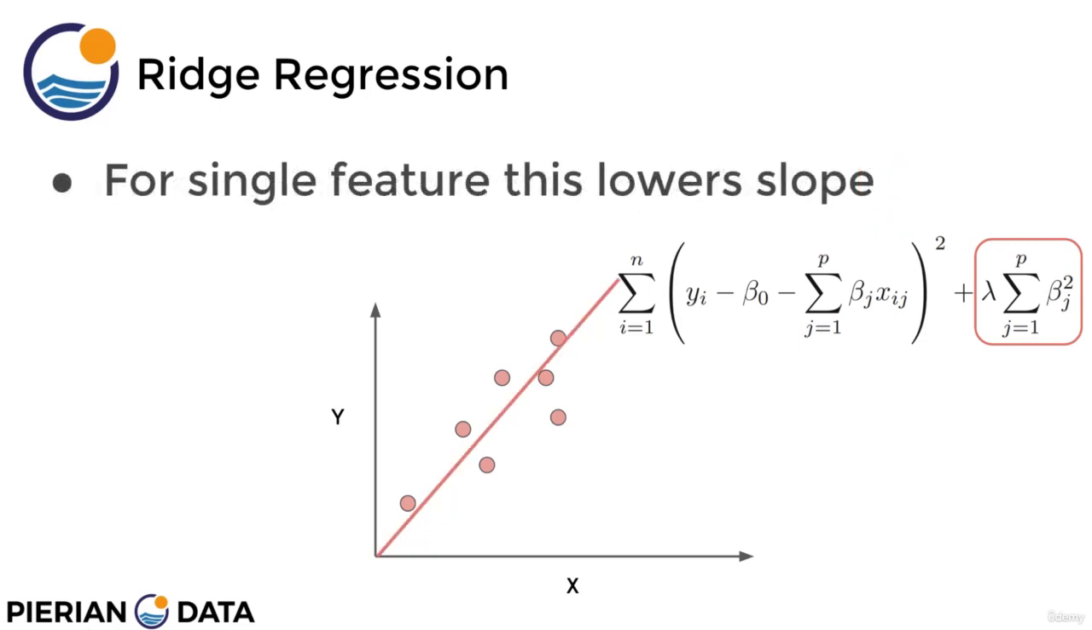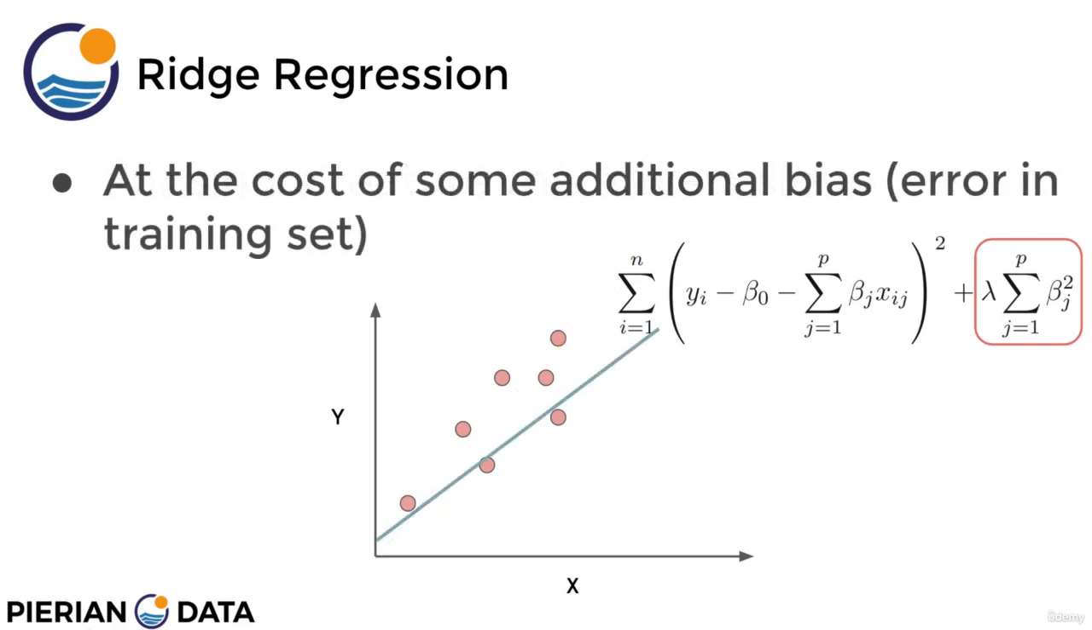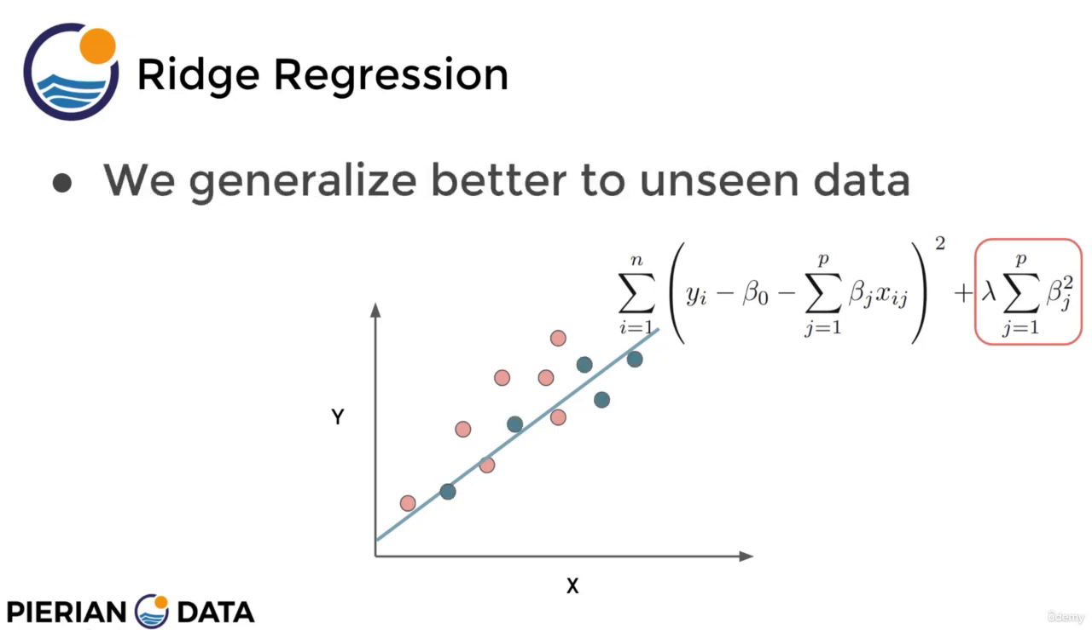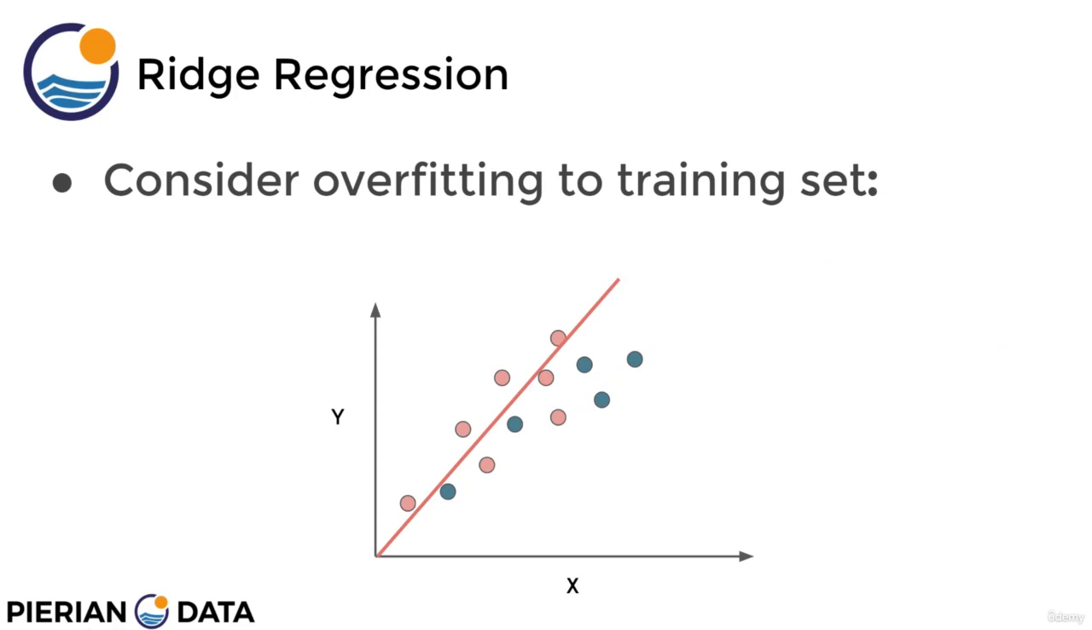So again, for a single feature, this would actually lower your slope value at the cost of some additional bias, which would show up as error in your training set. But we're going to generalize better to unseen data. To really drive this point home of a single feature in this case, and then your beta coefficient with the shrinkage penalty is actually kind of lowering the slope and making it less steep, regardless of your train test split, let's think about it this way.